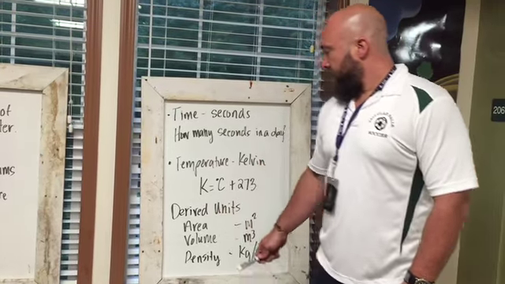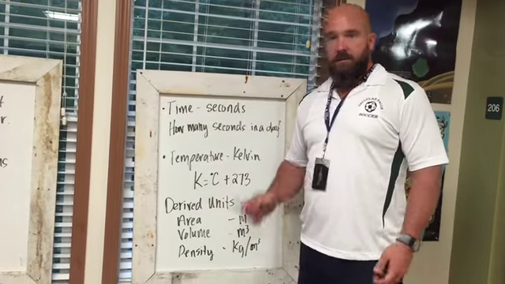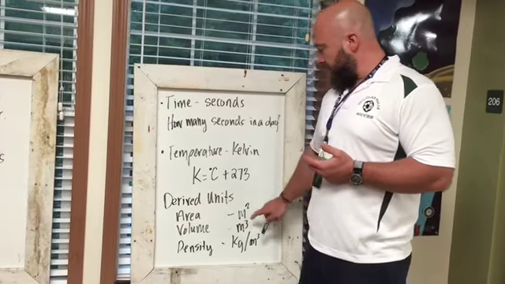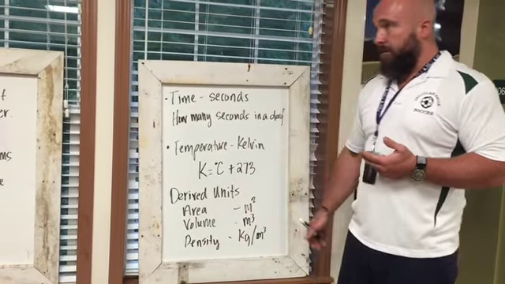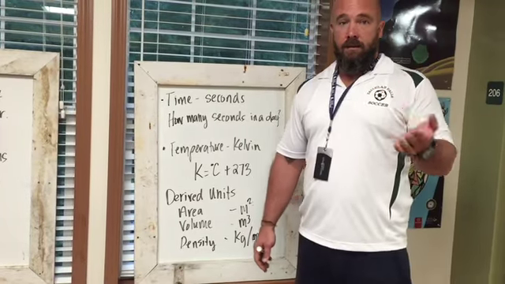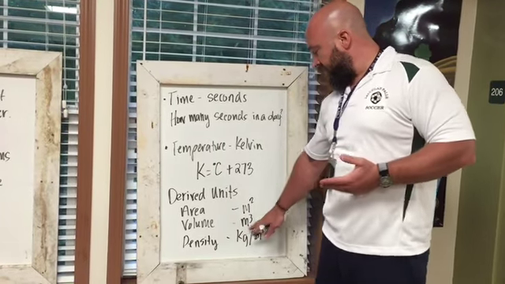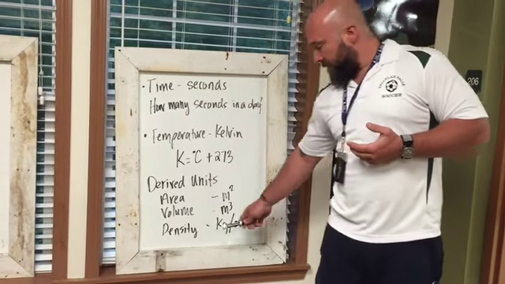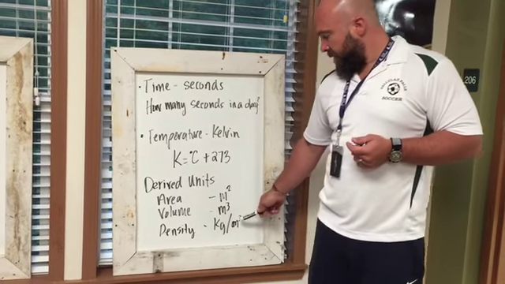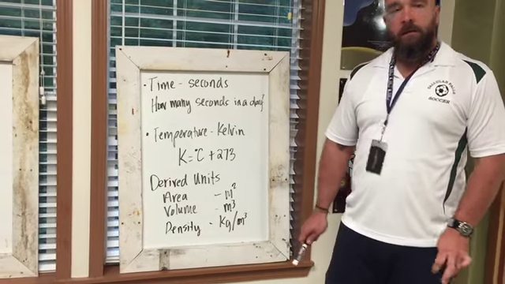Derived units are area, which is just length times width, so that's measured by meters squared. Volume is length times width times height, so that's meters cubed. And then density is the mass per meters cubed.